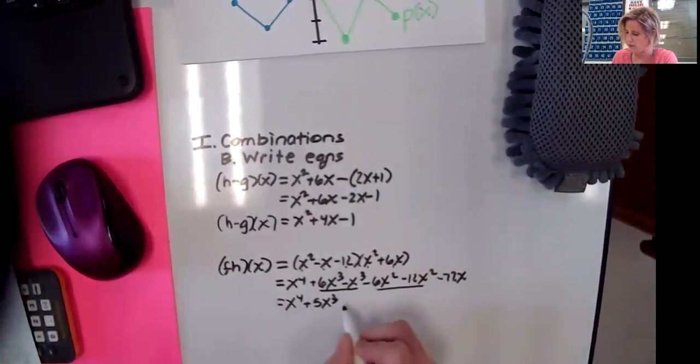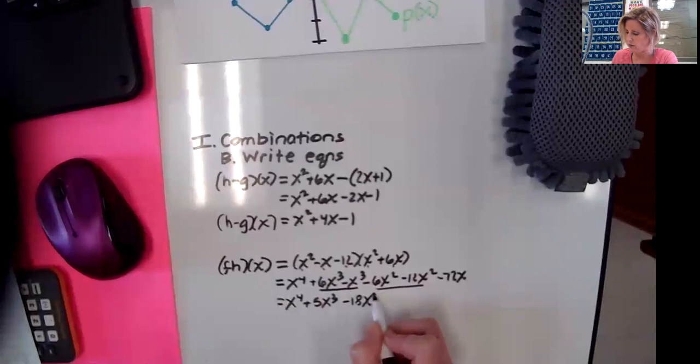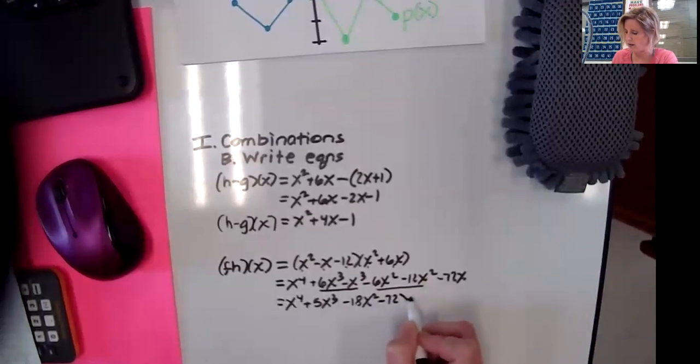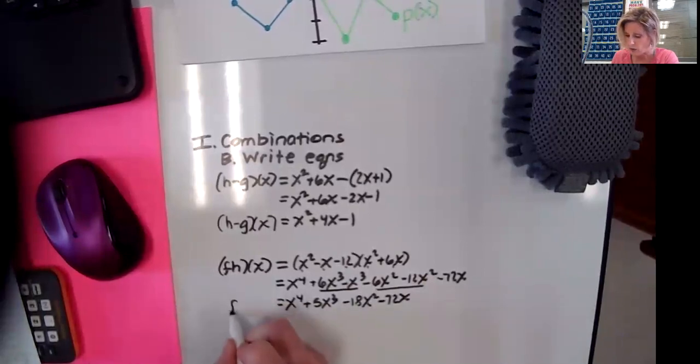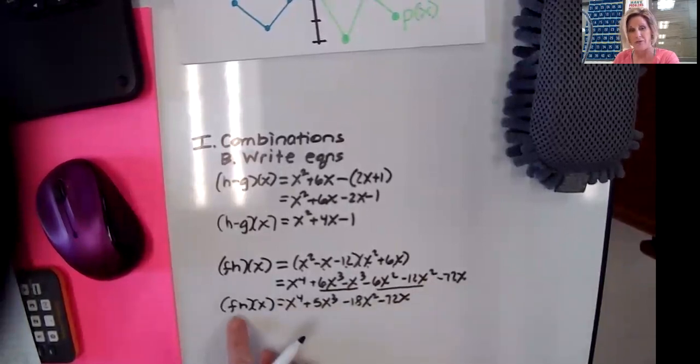This gives me negative 18x squared, and then minus 72x. Now, I don't want to go right back and factor it because then I would be going back to where I started. So I'm going to say my new equation now is f·h of x is x to the fourth plus 5x cubed minus 18x squared minus 72x.